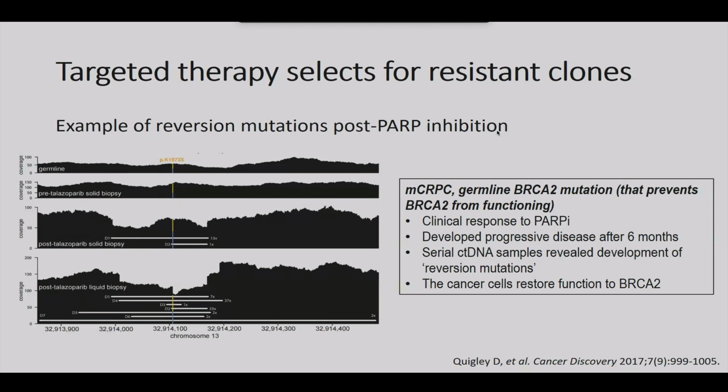That's wild that this can happen in just 6 months. And not just happen once. In this particular patient, in the liquid biopsy, we saw 7 different reversion mutations, suggesting that different metastatic sites figured out different ways to do the same thing.